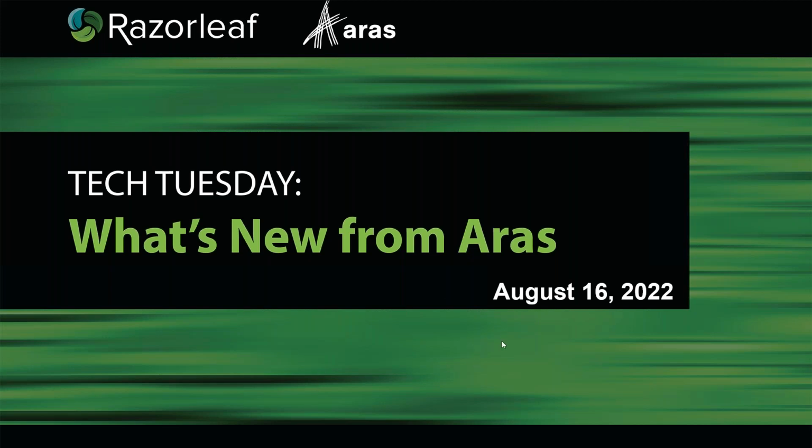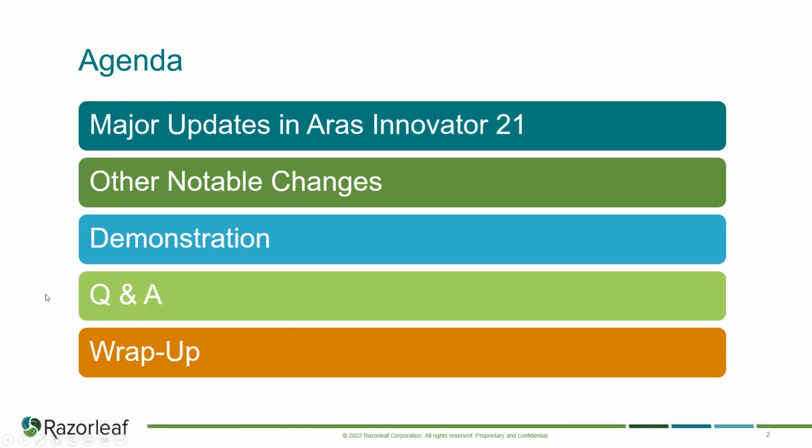All right, thanks, Julianne. So as usual, we're going to start by going over our agenda. First, we're going to cover some pretty major updates in Innovator 21. That's going to be a pretty big focus on, as Julianne mentioned, dashboards. And then we'll kind of reshape this a little bit. We've gone over notable release notes in the past. In this case, we're going to go over some other notable changes to Innovator 21. Then we'll move into a quick demonstration of dashboarding, how to configure them, how to build them, and how they work. And then let's finish things up with Q&A and a bit of wrap up. So with that, let's get started.